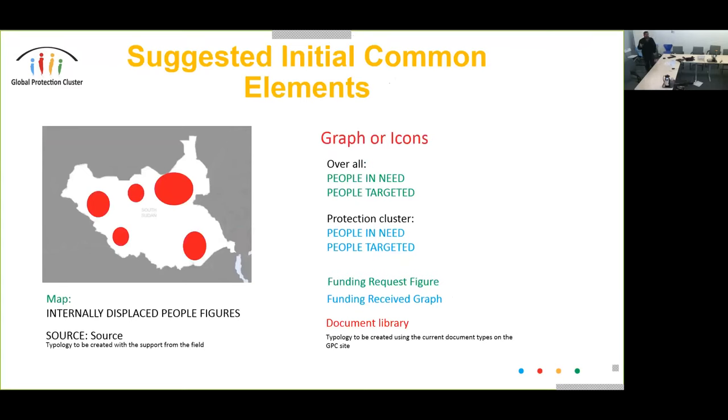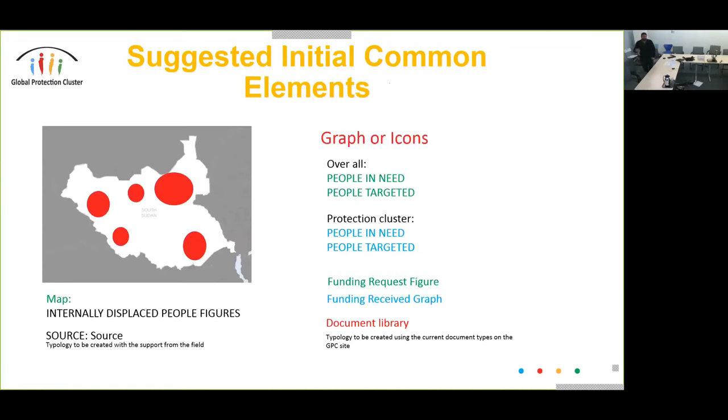The main elements, we will have a map. On the map, we're hoping to have the internally displaced people figures. I have sourced twice, I know that, because this is really one thing that we need to work on. And this is something that actually Saeed asked about. So the typology to be created with the support from the field, because yes, you're right, Saeed, we don't have all the typologies now, but with your support, we will try to build this typology list.